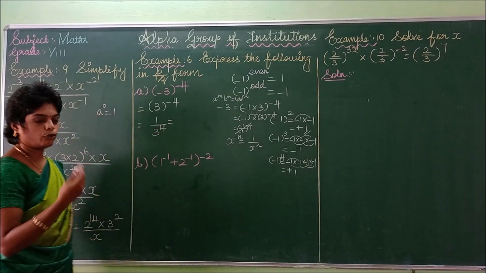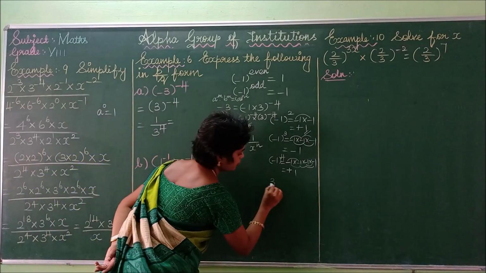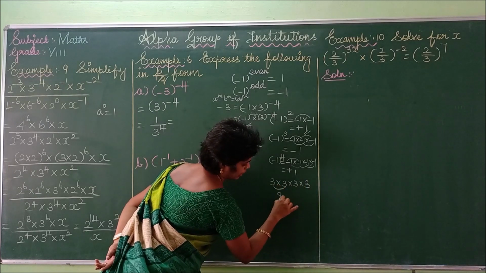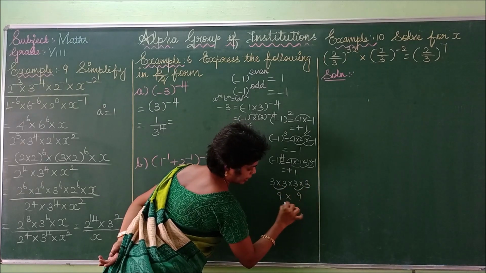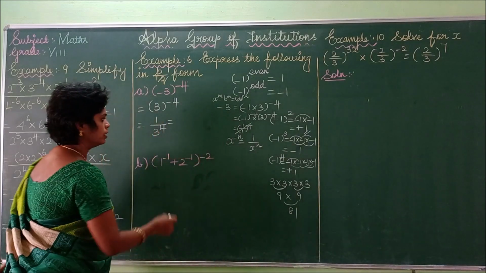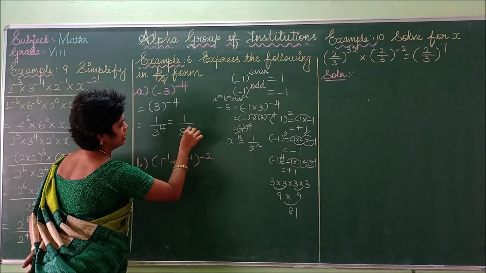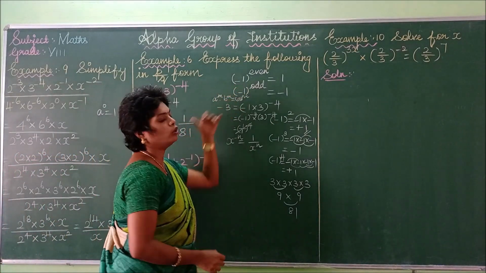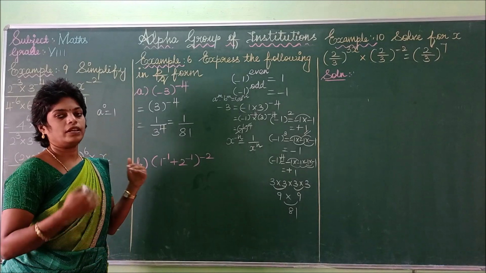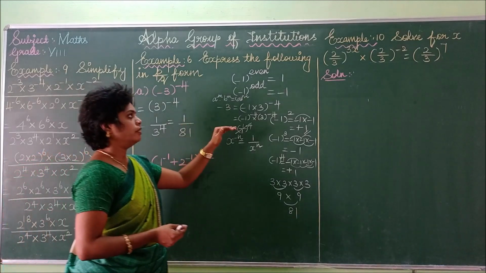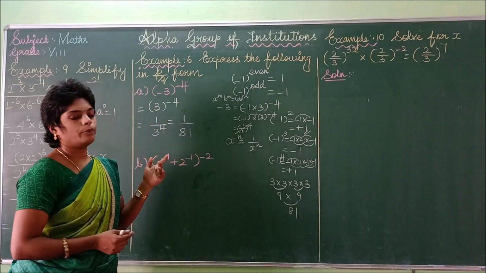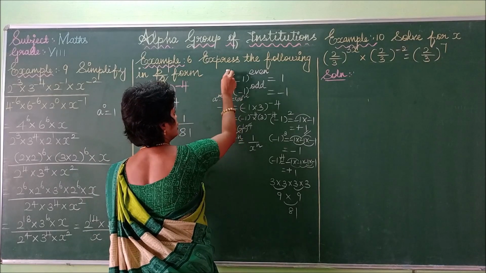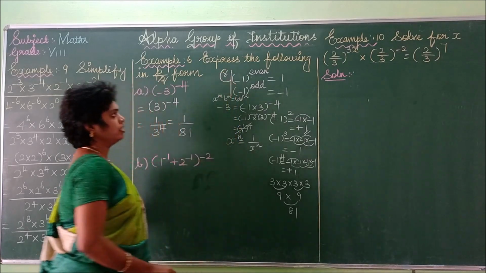So 3 in 4 times, what could be the result? 3 into 3 into 3 into 3. 3 3s are 9, 3 3s are 9, and 9 9s are 81. So your result is 1 divided by 81. Keep this result in mind: -1 whole power even power, the result will be positive 1. -1 whole power odd power, the result will be negative. This is an important note you have to keep in mind.